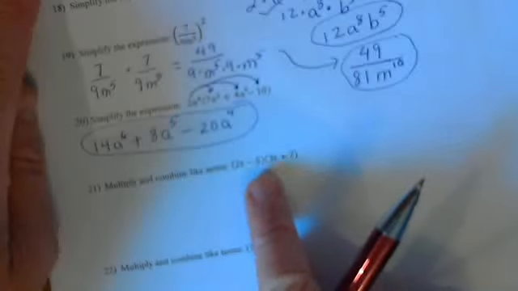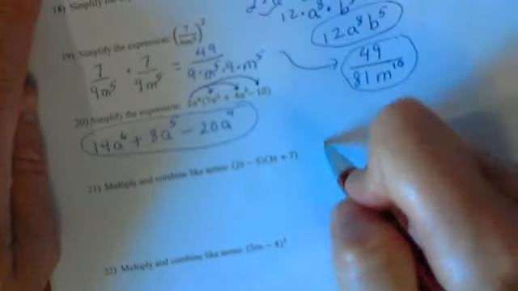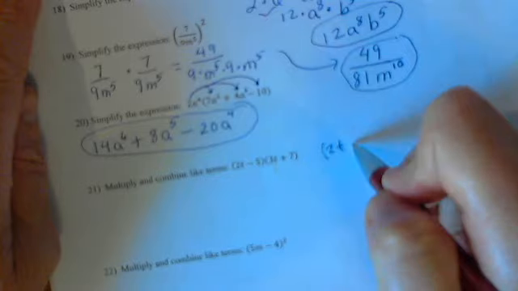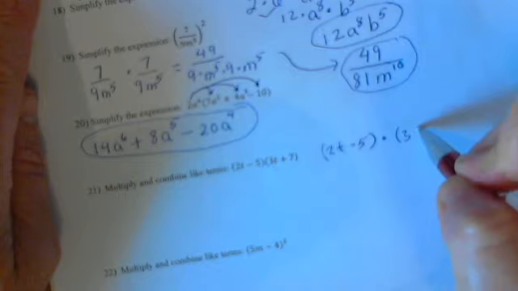Number 21 of the Math 99 Final Exam Review. Multiply and combine like terms. So what we have is two binomials. 2t minus 5 is one of them. And this is getting times by, I'm going to show you what's really going on here, it's getting times by this other binomial.